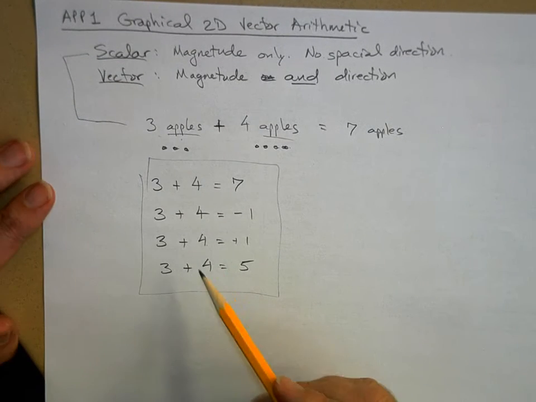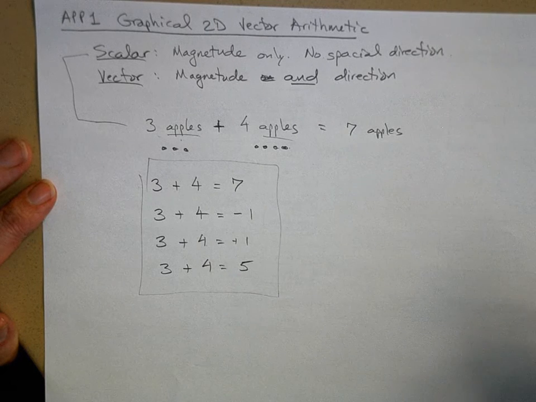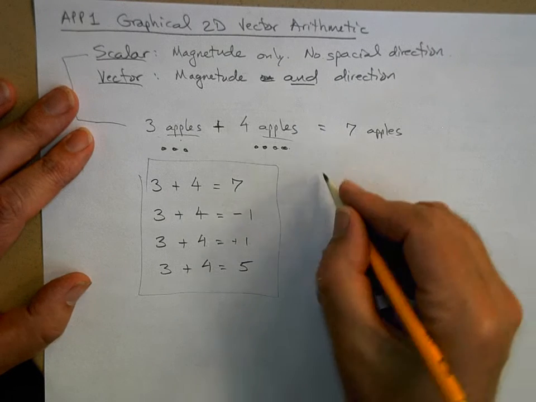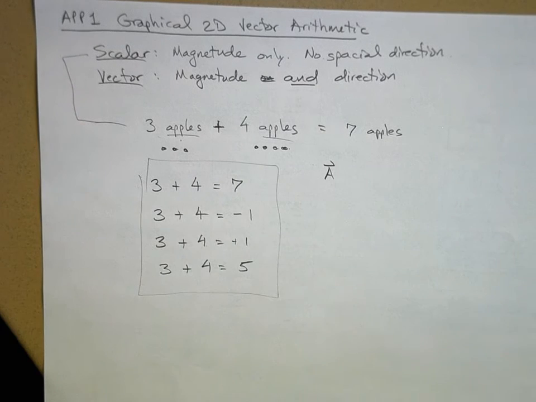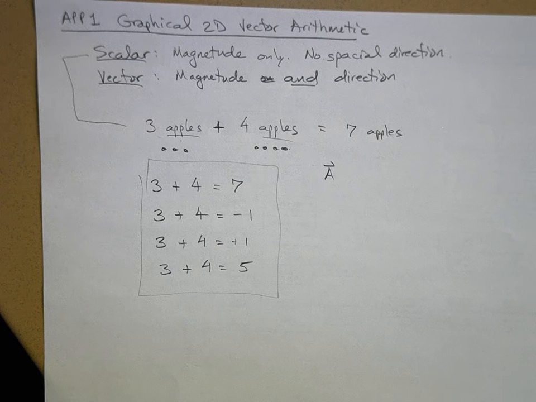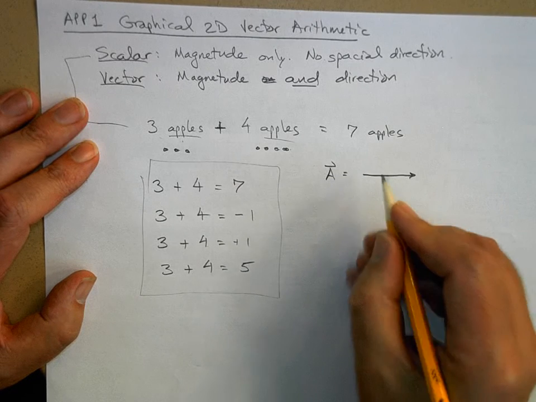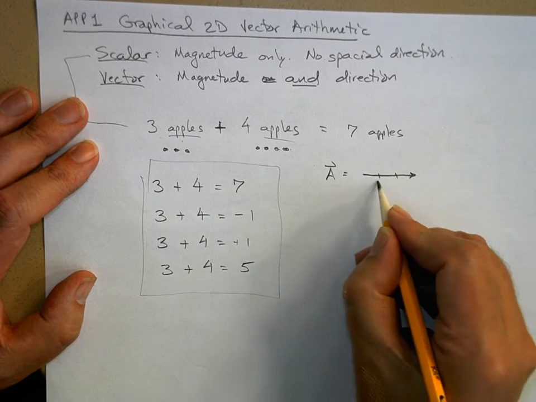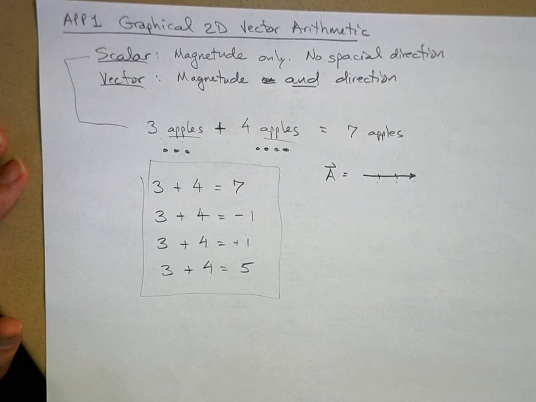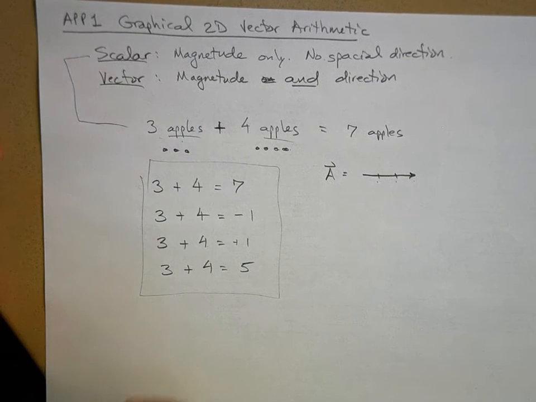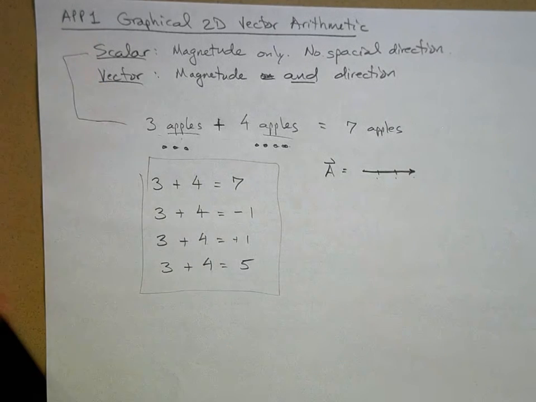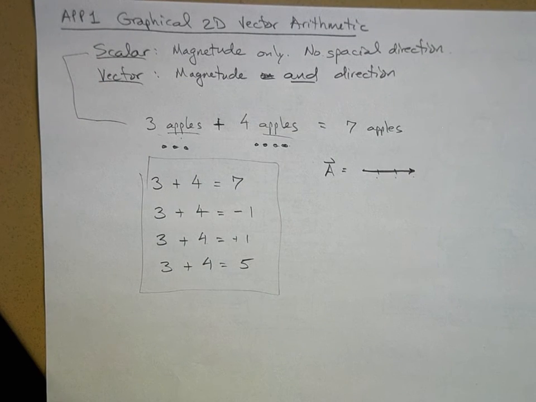Now, here's what this is. We're going to define something to be a vector, and I'm going to call it vector A. We're just going to deal with displacement vectors for now, because those are easy to work with. So let's say vector A is this. It's 1, 2, 3 meters long. Vector A is represented by an arrow because an arrow has length or magnitude and it has a direction, in this case to the right.